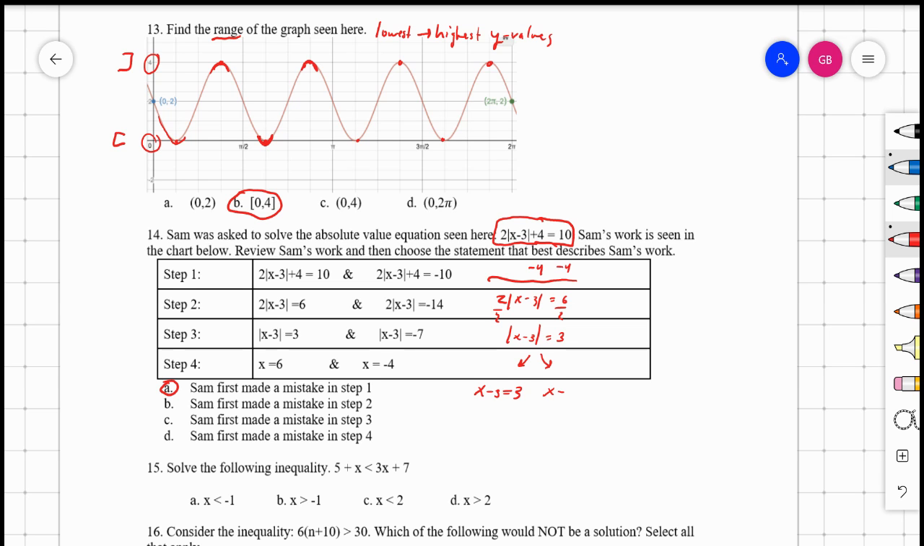One's positive and one's negative. And then you add 3 to both sides. So x is equal to 6, x is equal to 0. You see how the answers don't match up? One of them did, but the other one didn't. So the mistake was made in step number 1.